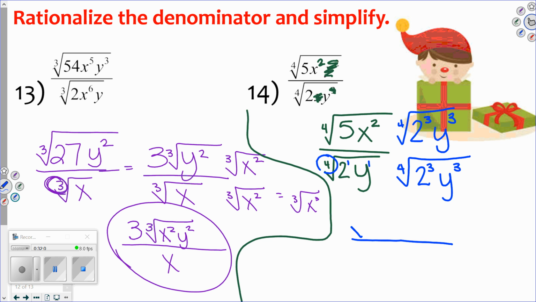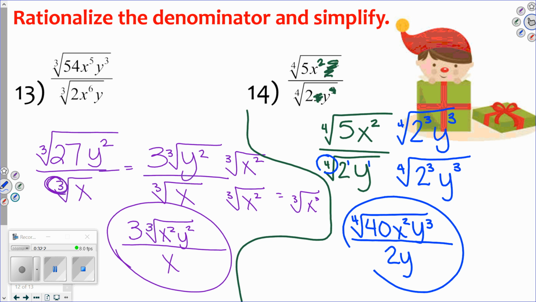So on the top, I have the 4th root. 2 cubed is 8 times 5 is 40. Then I have an x squared and a y cubed. On the bottom, what does that become? That's just 2y. The 40 is under a radical, the 2 is not. So no, I can't.